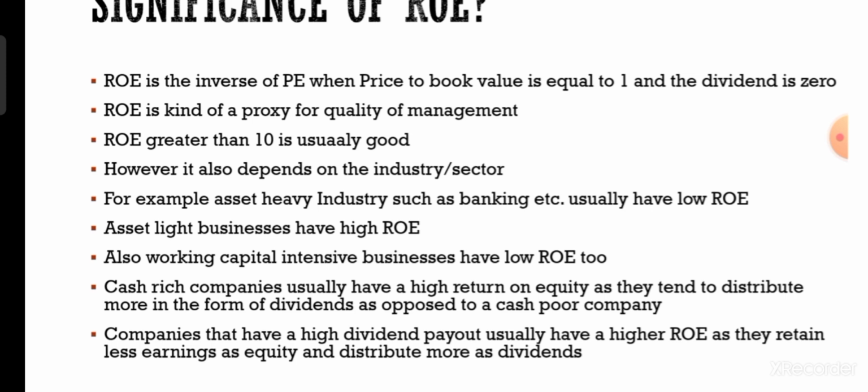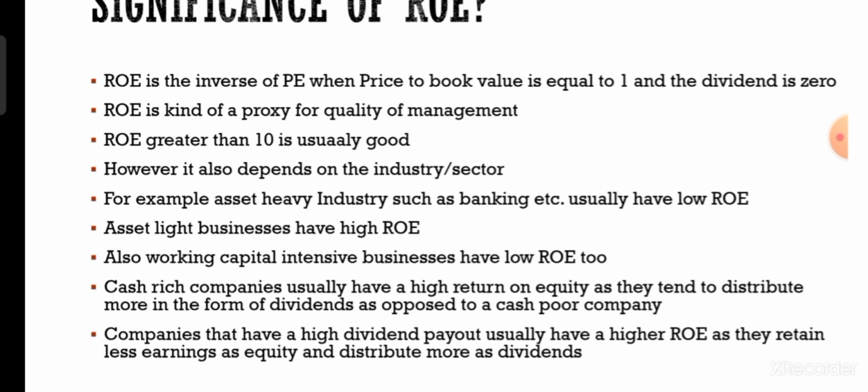However, it also depends on the industry or the sector to which the company belongs. For example, there are some asset heavy industries such as banking, etc., where the ROE is usually low. However, there are asset light businesses which have a high ROE. Also, there are working capital intensive businesses which have a low ROE too.